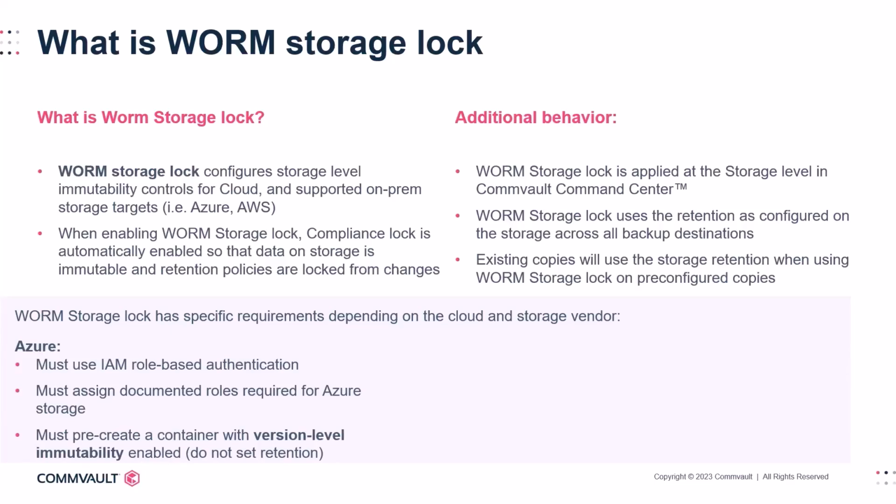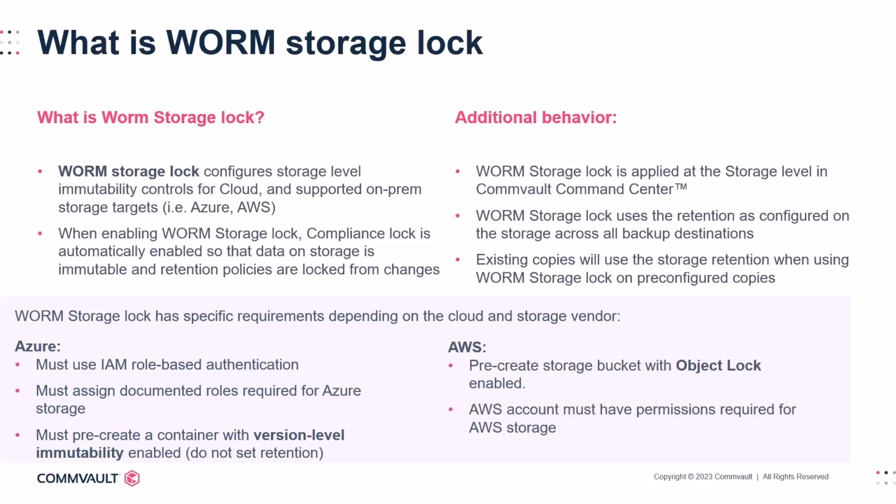For example, with Azure, you must use IAM role-based authentication, with documented roles configured, and a container must be pre-created with version-level immutability. Similar requirements exist for AWS, with specific permissions required and pre-created storage with object lock enabled. Please refer to the documentation for more details.